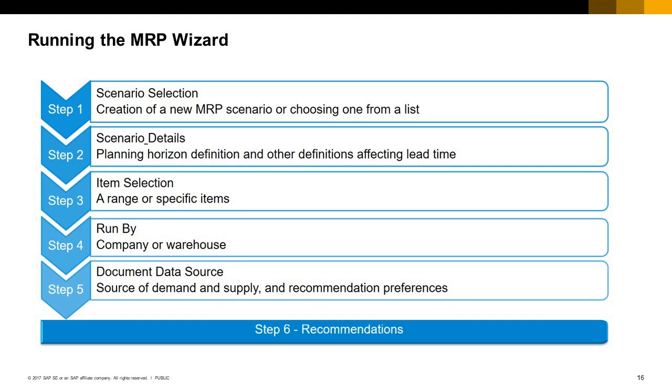In step 4 you choose whether to run MRP at the company level or at the warehouse level. In step 5 you review the different sources of demand and supply that can be included in the MRP calculation and set your recommendation preferences. Step 6 is when the system provides the MRP recommendations.